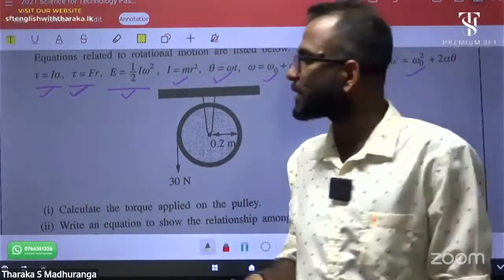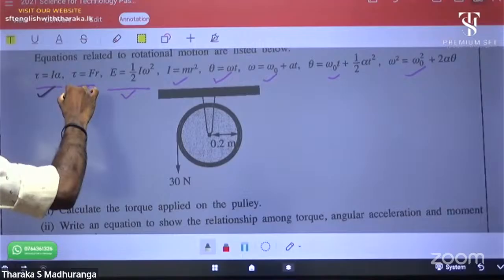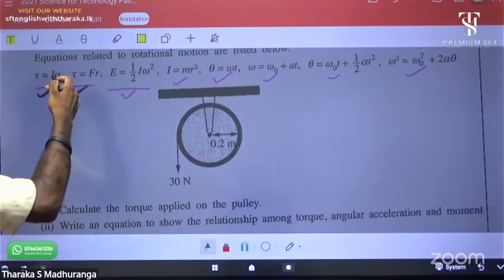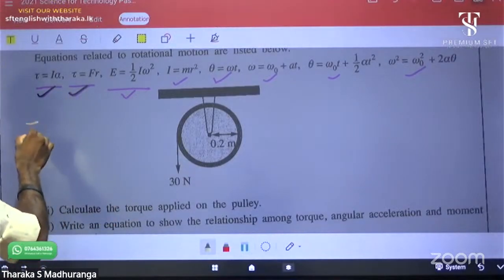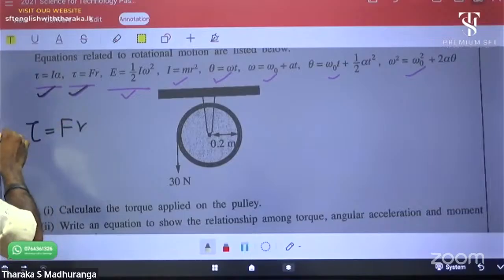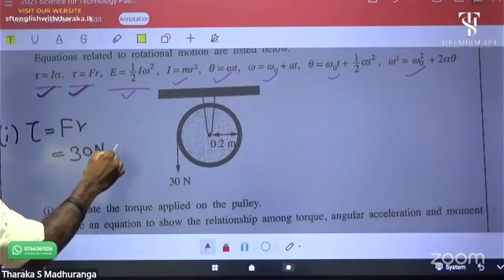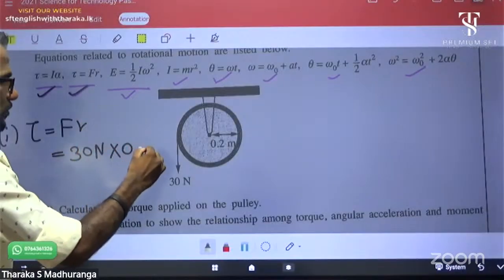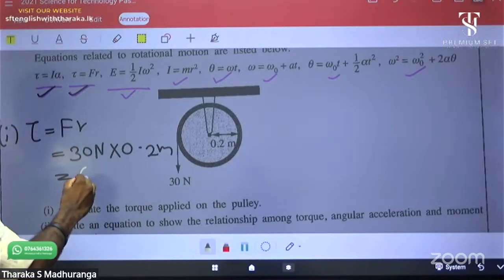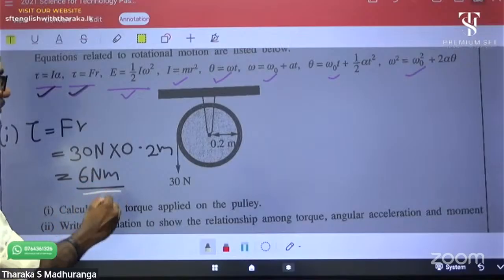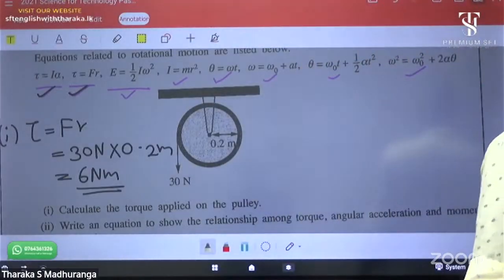Now we have two methods. We have two equations, torque equals I alpha and torque equals F R, but we don't know the alpha. But F and R are given, the applied force and radius, so torque equals F R. This is part one's answer. F is 30 Newton, radius 0.2 meters. 3 into 2, it is 6 Newton meter. 6 Newton meter is the torque. Very simple.